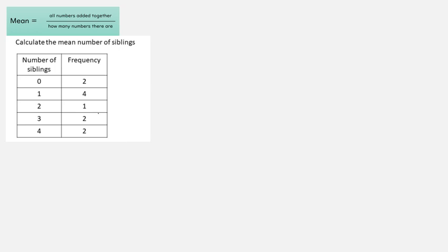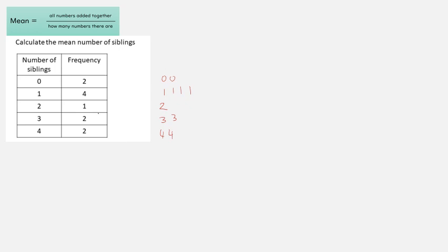Remember, the mean is all the numbers added together divided by how many numbers there are. So when we just looked at that frequency table, I said there was 2 people with 0 siblings, 4 people with 1 sibling, 1 person with 2, 2 people with 3, and 2 people with 4. So I could write that out and then add all the numbers together and divide by how many numbers there are. But let's say the frequency here was 200. I wouldn't want to have to write out 200 zeros and then add all of them up. So we're going to do this a little quicker way.